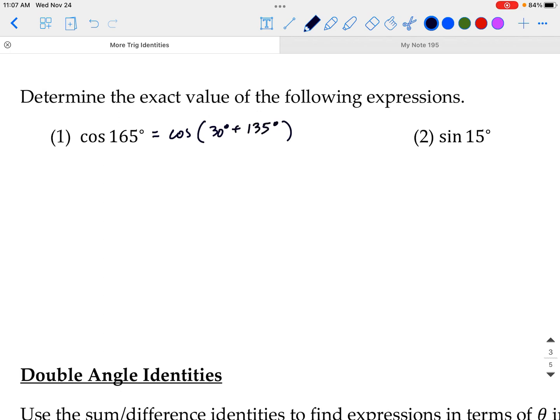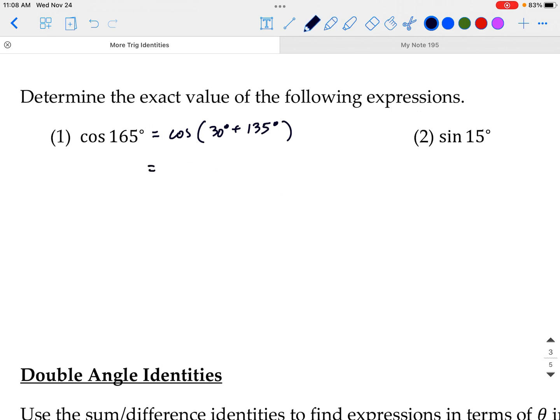30 plus 135. It's also 210 minus 45. And there are other variations you could come up with. Note each version of this should look the same, but it can be a sum or a difference. So we'll do the sum version of this expression that we've written above.